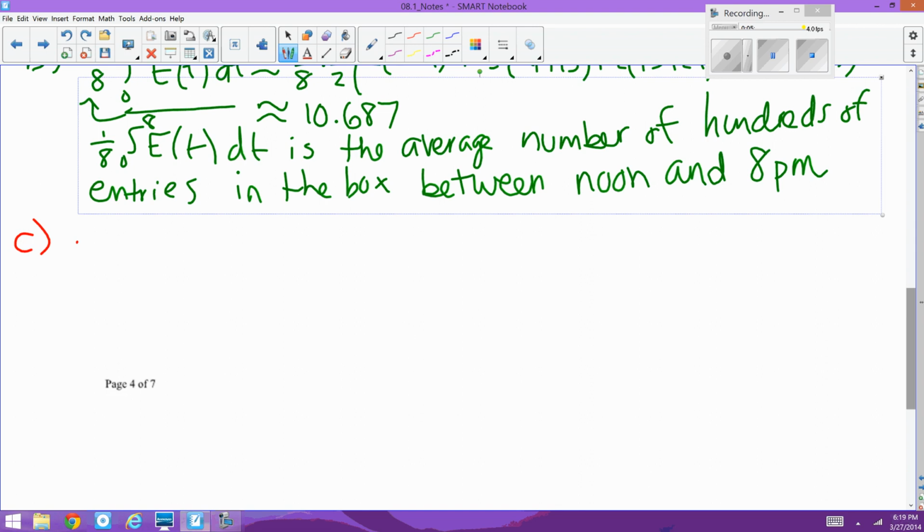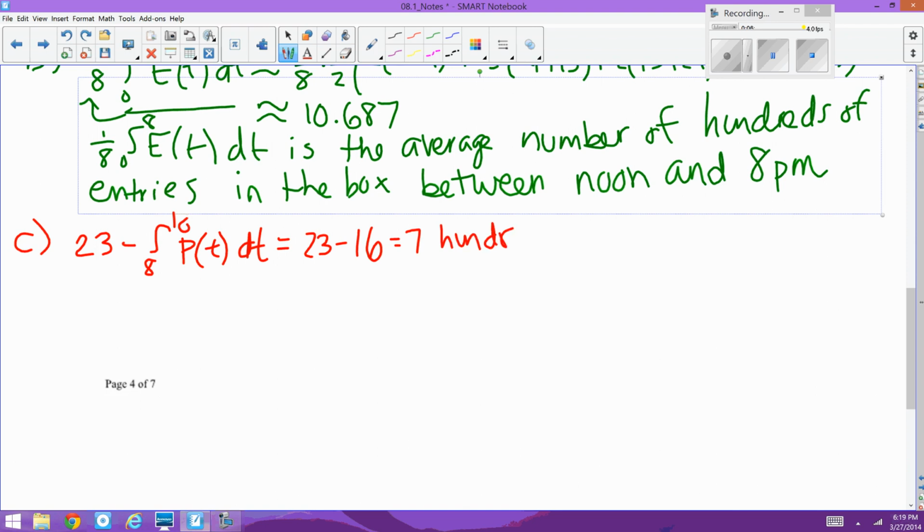Okay, so we have 2,300 already, and we want to take away all the ones that they processed between 8 and noon. Since this is a calculator problem, I would use your calculator here, and you should get 16. So 23 minus 16, we get 7. And remember to put your units, 100 entries. Okay, it looks like we answered everything there.